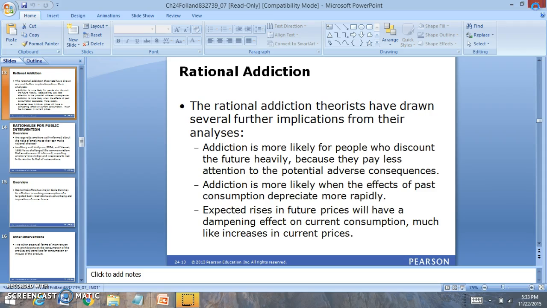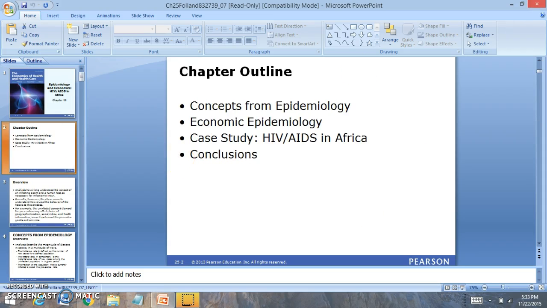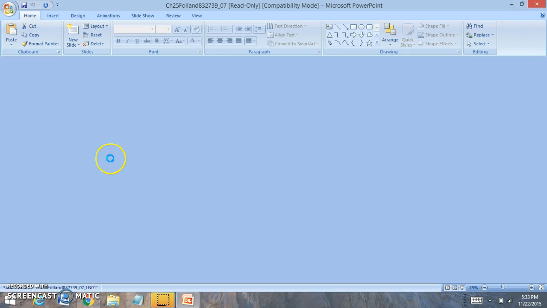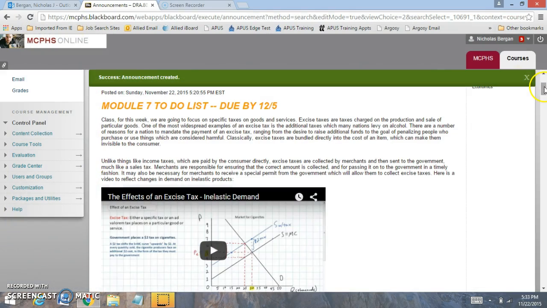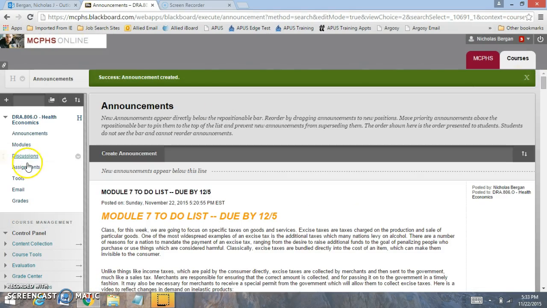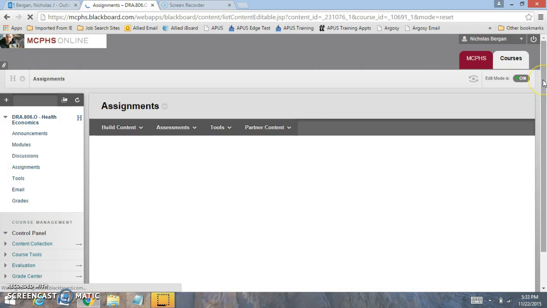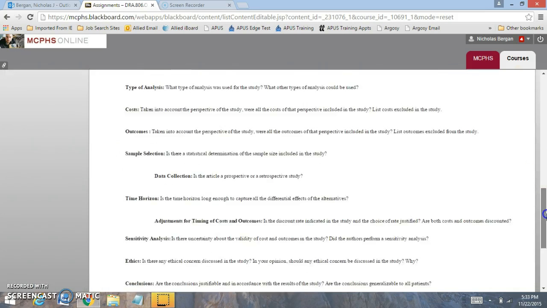So for this week, you're going to be looking at the role of excise taxes. You're going to be focusing on these two aspects, and we're also going to be completing assignment number 2. For assignment number 2, let's go over some things that you're going to be looking at.